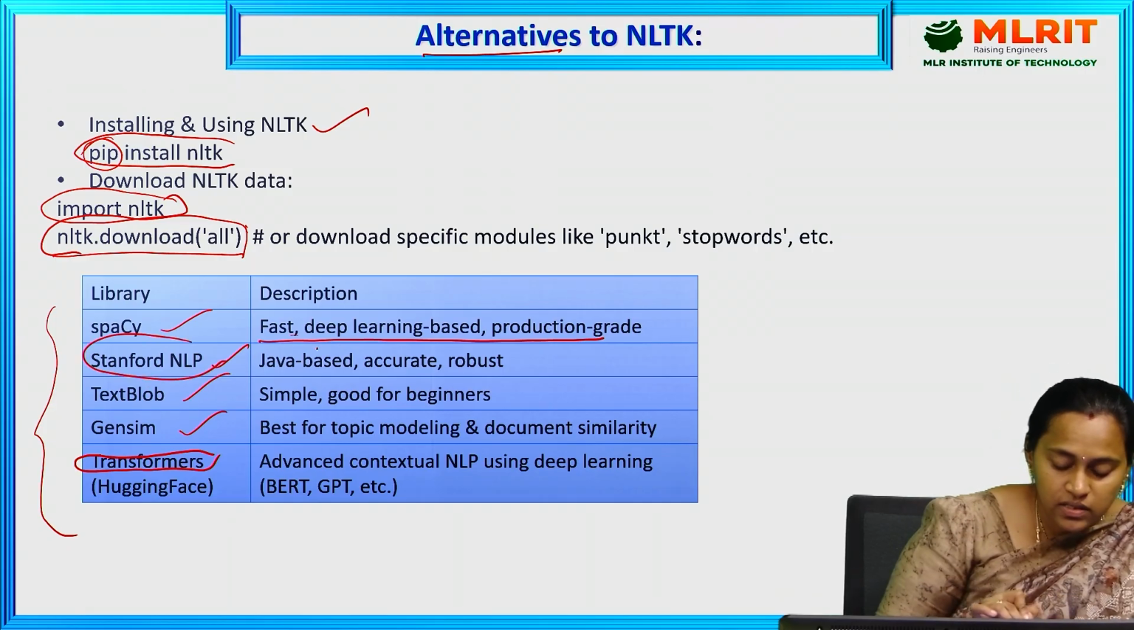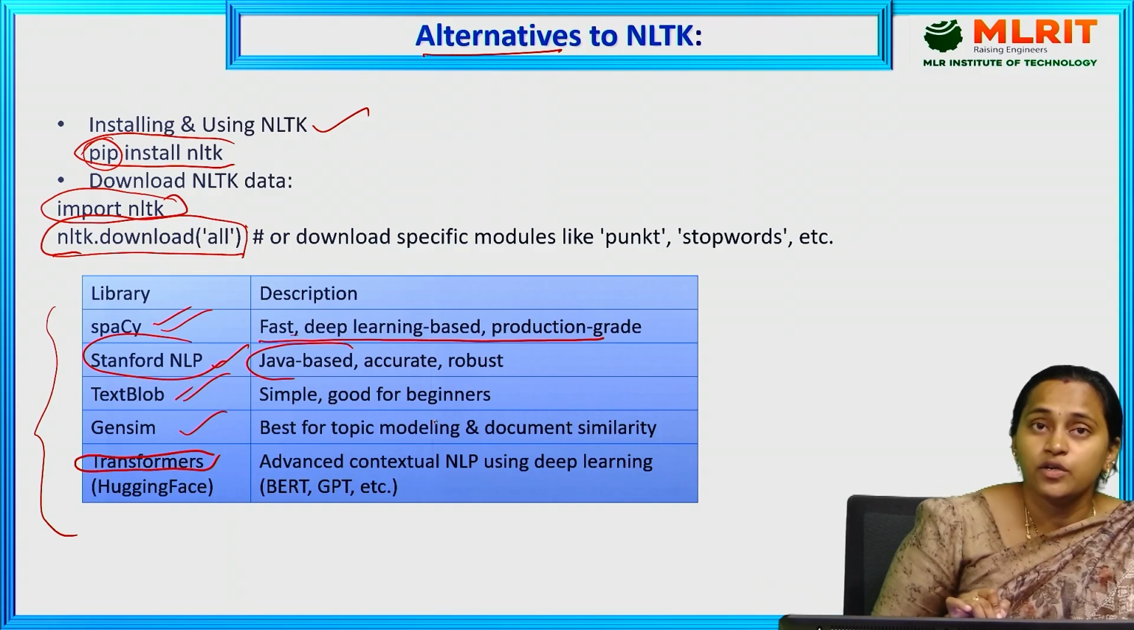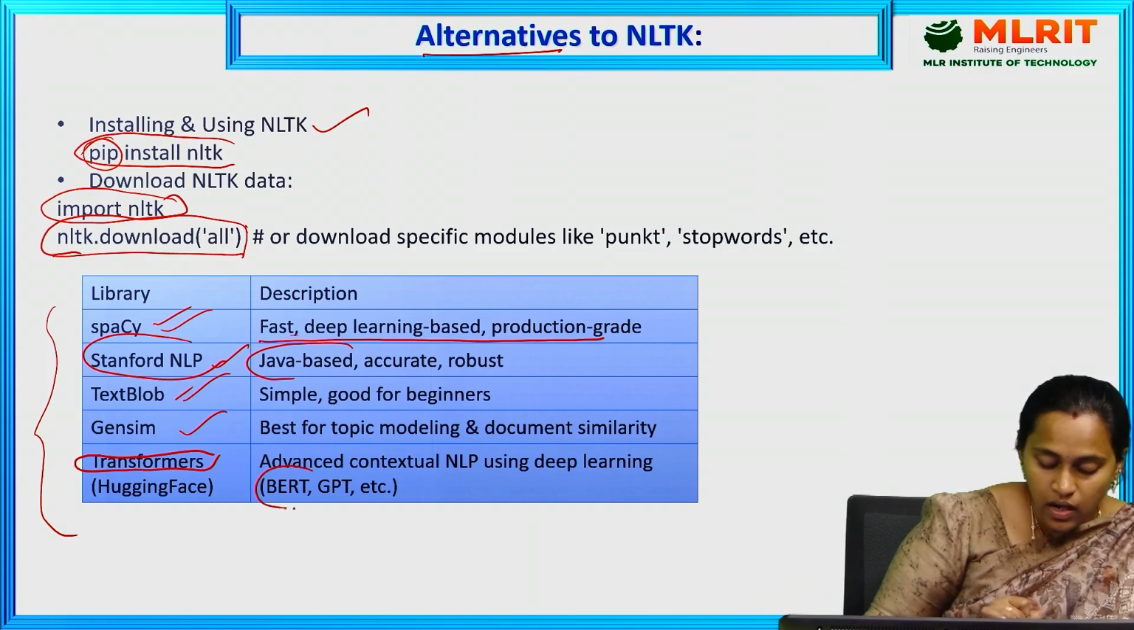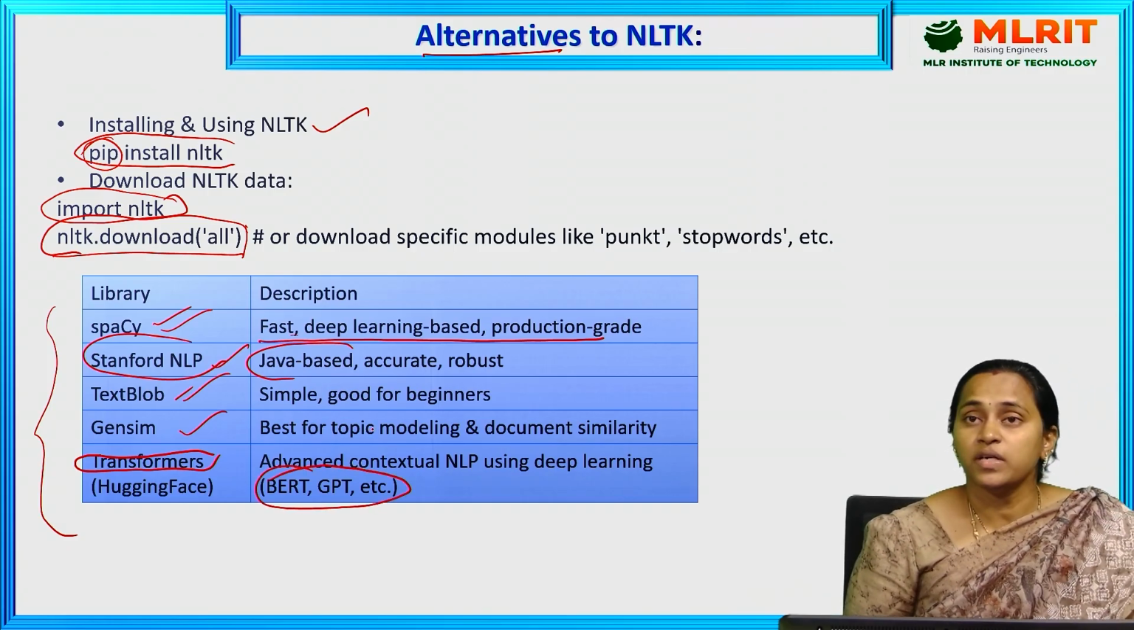Stanford NLP is Java based. TextBlob is simple and good for beginners. Both TextBlob and spaCy can be used along with NLTK. Gensim is used for topic modeling, and Transformers with Hugging Face for word vectorization. This is all about the alternatives to NLTK.